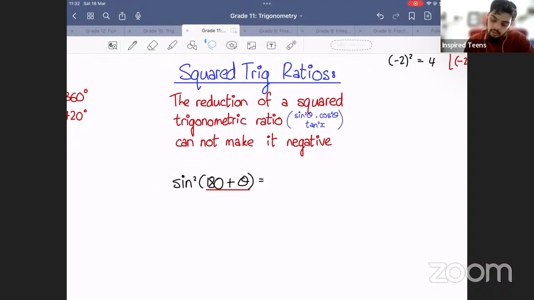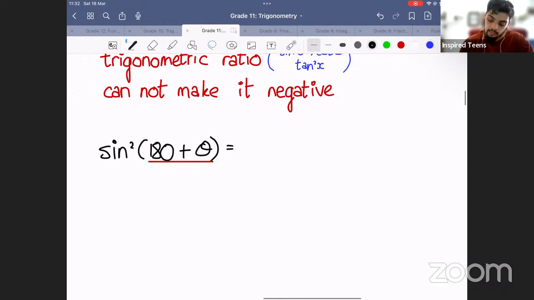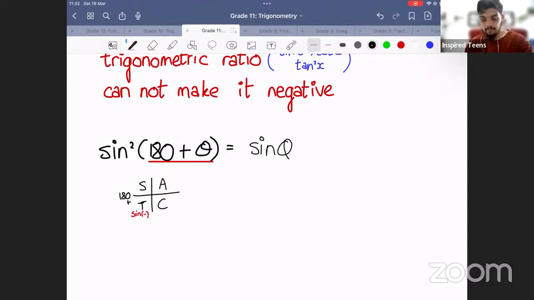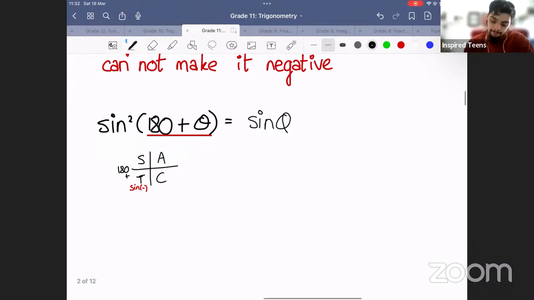Even though, if we consider the CAST diagram, 180 plus is in the third quadrant, where sine is negative, because it's squared, this will simplify to positive sine squared theta. I hope that makes sense.